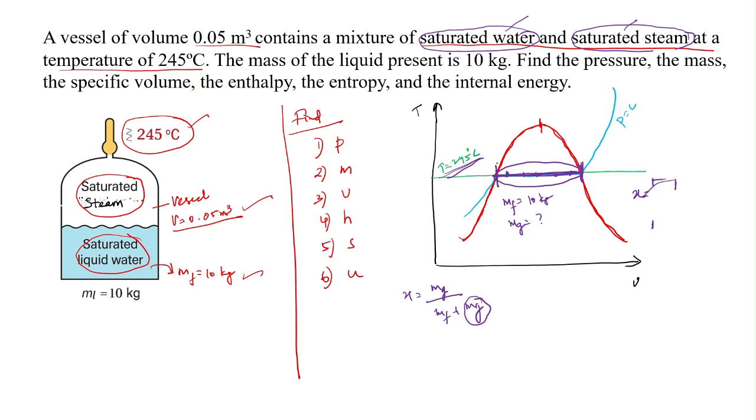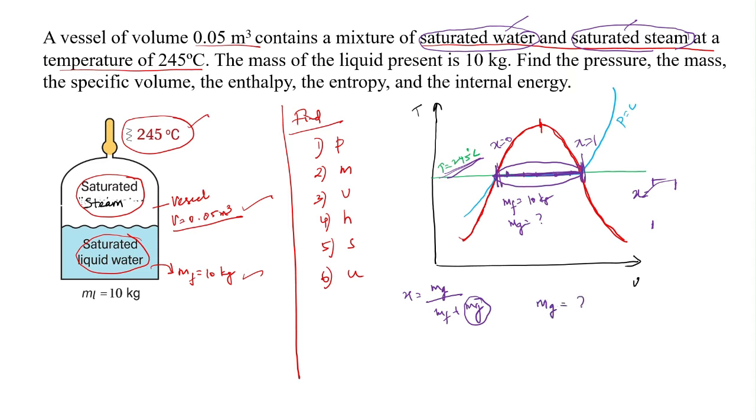From this one you can write x is equal to 0, and here x is equal to 1. So in between these two lines the mixture exists. How can we find this? Okay, so we move to the problem. We need the mass of g. So first we need the mass of g.